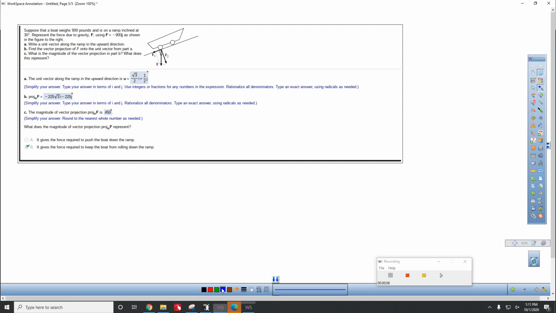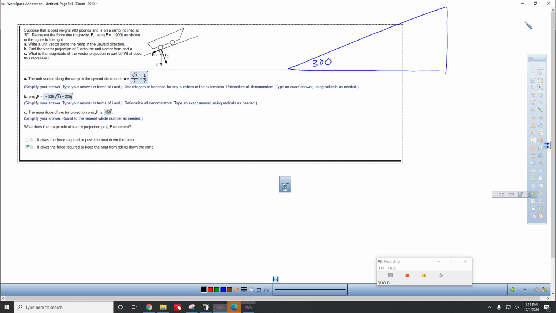Here's some help on number 25. I think I'm ready to go on this to help you. Okay. Here we got our horizon. There we have the angle of our plane. It's 30 degrees. And we have a 900-pound block. Oh boy. A 900-pound block. And that force is being directed completely down in the negative j direction because it's a gravitational force.